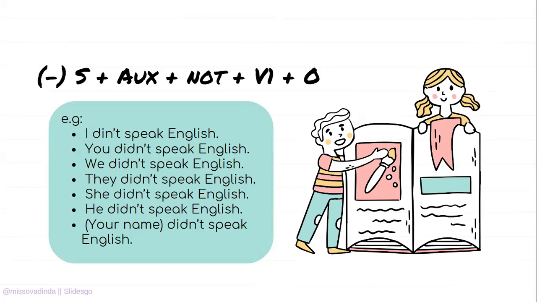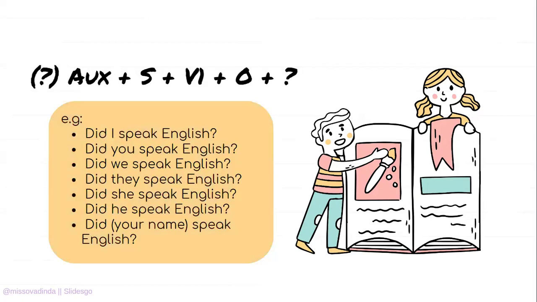Now repeat after me. I didn't speak English. You didn't speak English. We didn't speak English. They didn't speak English. She didn't speak English. He didn't speak English. Miss Alpha didn't speak English. Very well, nice, guys. I hope you capture it so you can write it down in your own notebook. Let's see the next slide.